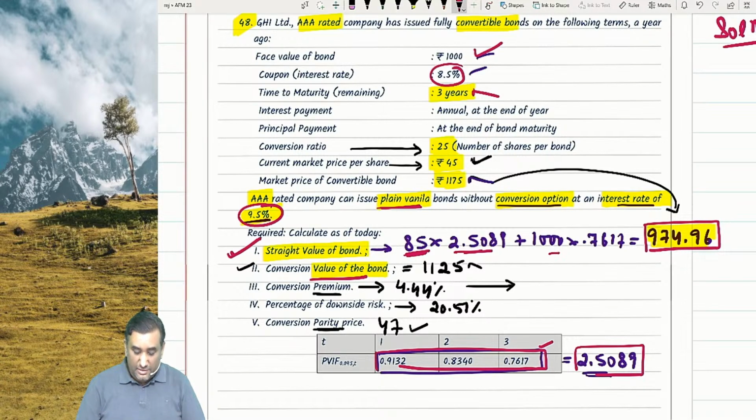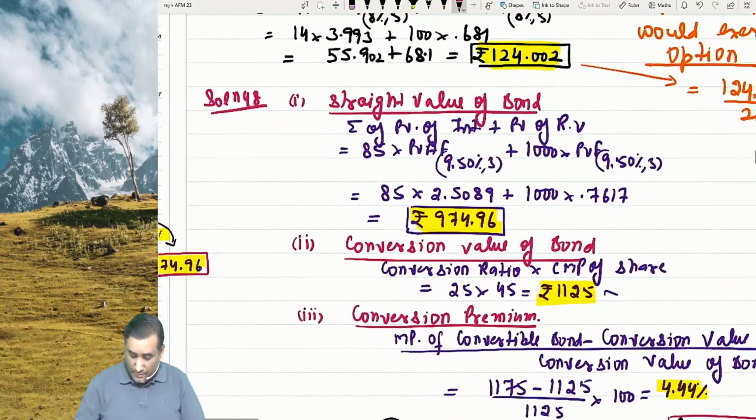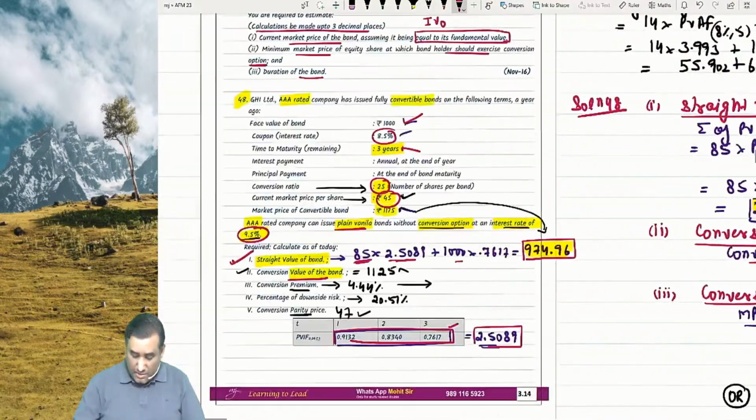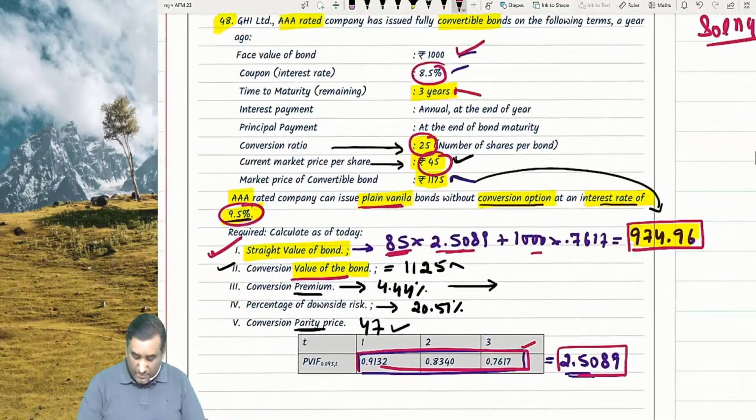Second is conversion value of bond. How many shares will you get? 25. And what is the market price? 45. Multiply that: 1125. Basically, if I put the formula, it becomes conversion ratio into current market price. Third is basically he'll ask you conversion premium, in percentage. Third and fourth I'll come back to.